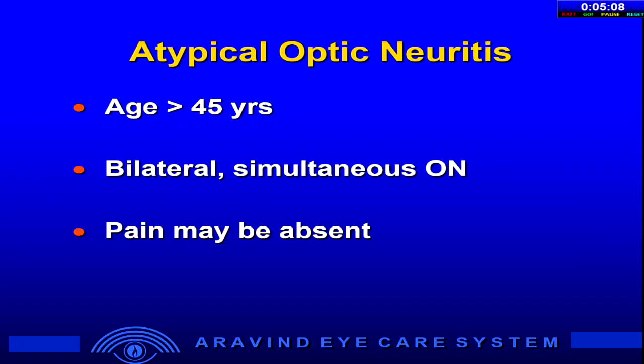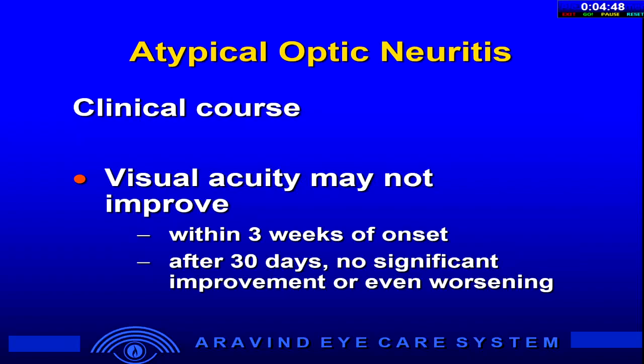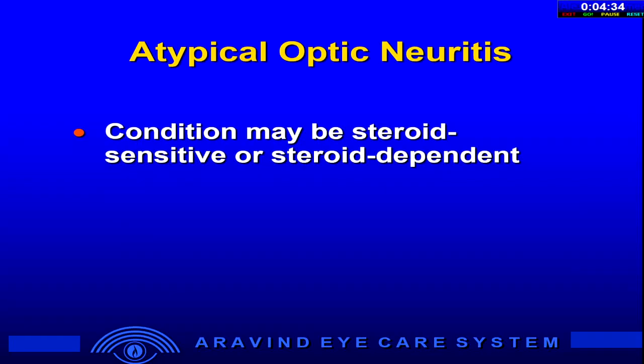Whatever we have seen so far is a typical optic neuritis. Atypical features include age more than 45 years, but not necessarily more than 45 years; it can also be less than that. It may be bilateral and simultaneous optic neuritis in both eyes, pain may be absent, and disc edema may be present in both eyes. The clinical course of a typical optic neuritis is spontaneous recovery after 3 weeks. But in atypical cases, it may not recover within 3 weeks of onset, and after 30 days it may still not improve and even worsen, with treatment or without treatment.